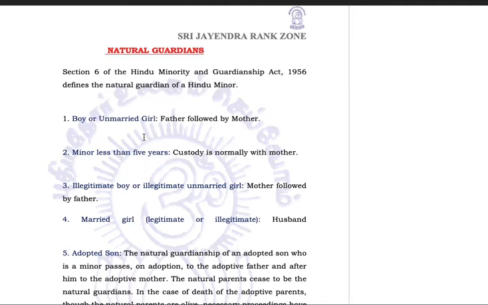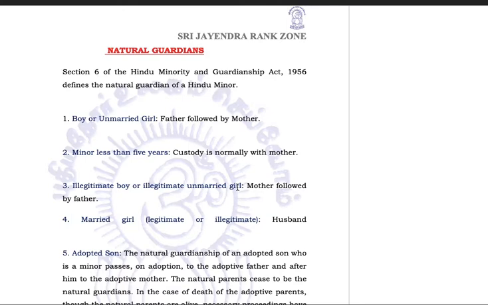Minor less than 5 years old: if the minor is less than 5 years old, custody is normally with the mother. In such cases, the father is still the guardian, but usually custody will be with the mother, because a minor less than 5 years old requires a great deal of time with the mother. Though the first guardian is the father and the mother is the second guardian, if the child is below 5 years, the guardian will be the father only, but custody will be with the mother.